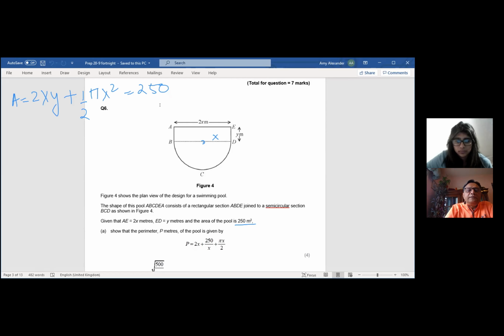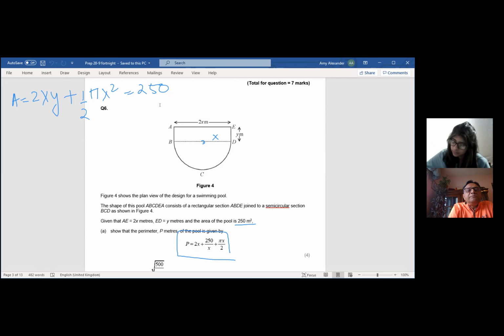So we need to find the perimeter. For the perimeter, we need to eliminate y from this equation, because we have y here, which we need to eliminate, right? We need to only have x in the expression. So should we make y the subject? Isolate y. Is it clear?